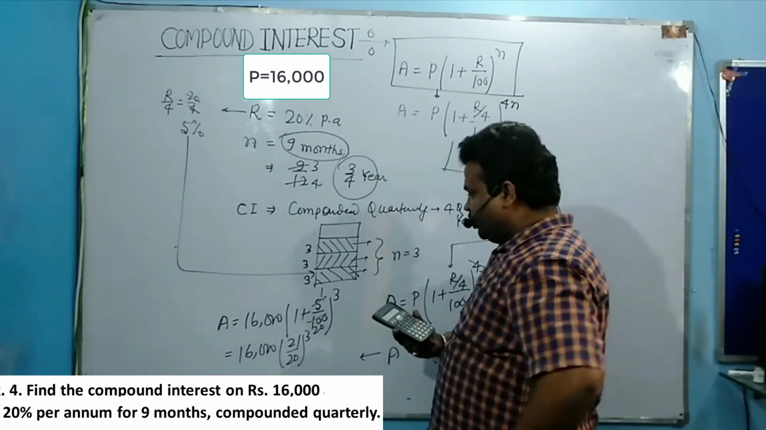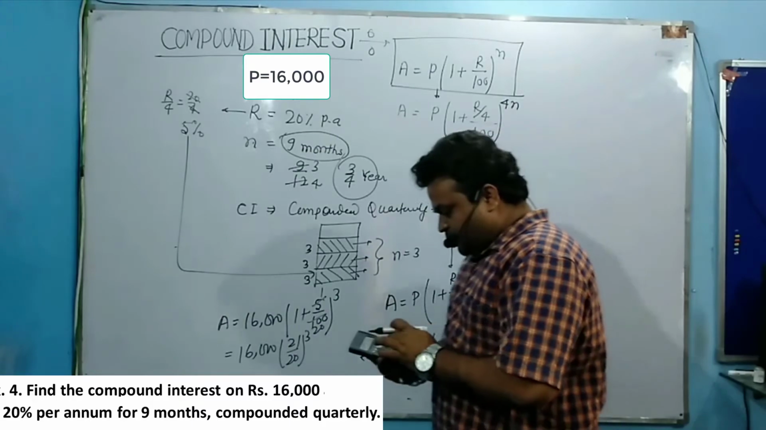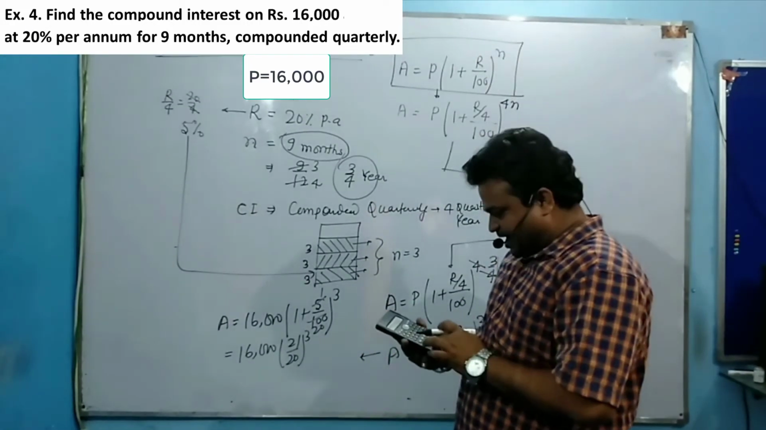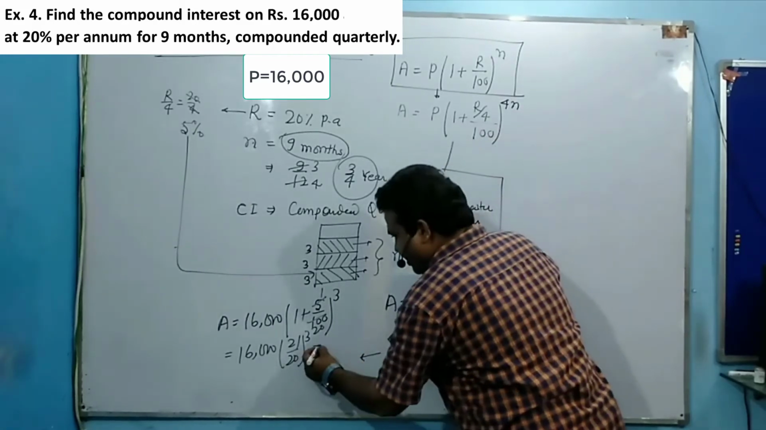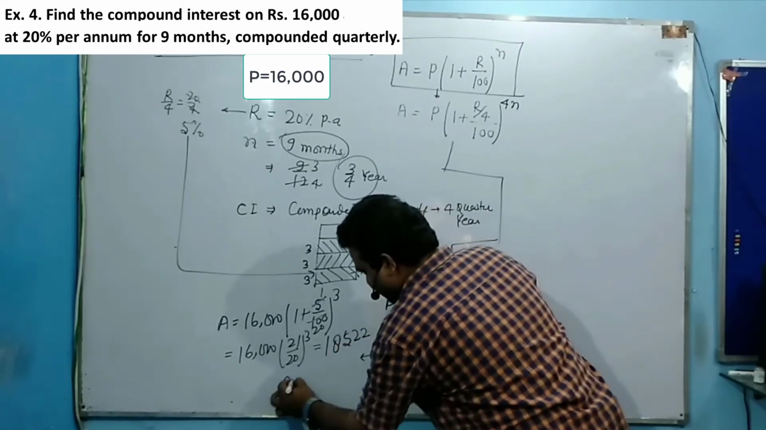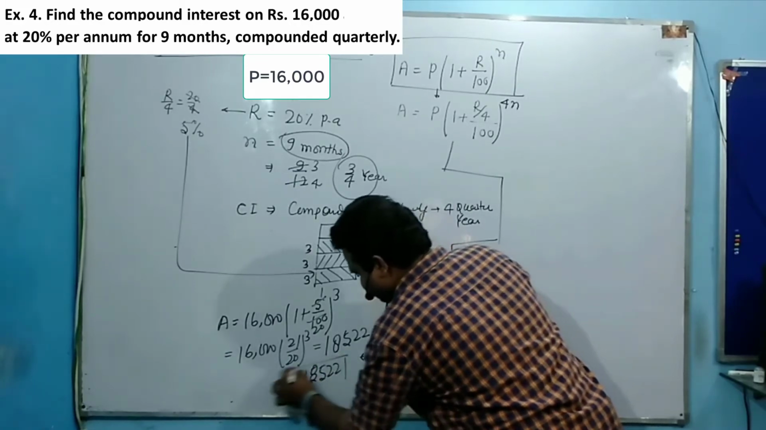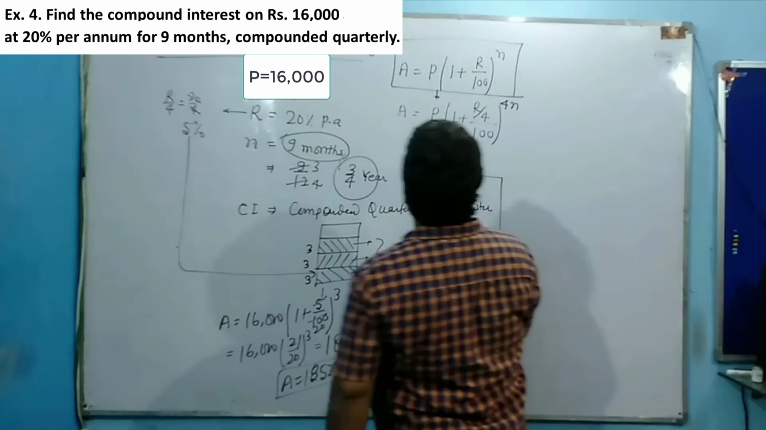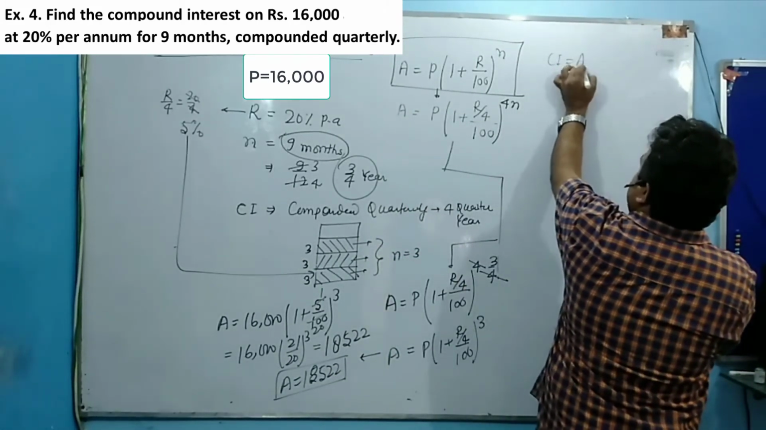Now I am going to solve this question. So this is 21 by 20 raised to the power 3. Multiply this term by 16,000 and you will get A value as 18522. So this is my A value, 18522. Now what is your compound interest value, CI value? My CI value is A minus P.